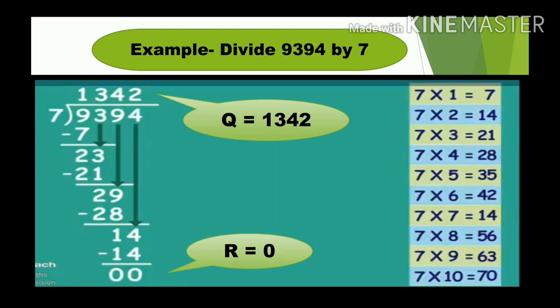And in the 7 table, 2 times 7 we get 14. So after that we have to subtract 14 minus 14. So we get 0 as the remainder, and the quotient is 1342. This is how you have to do long division without remainder.